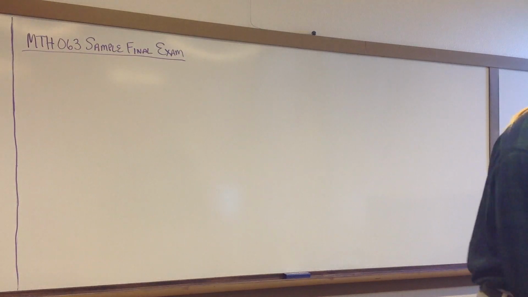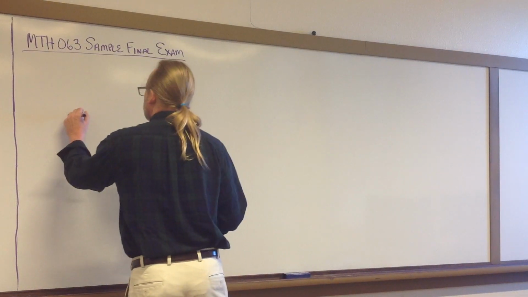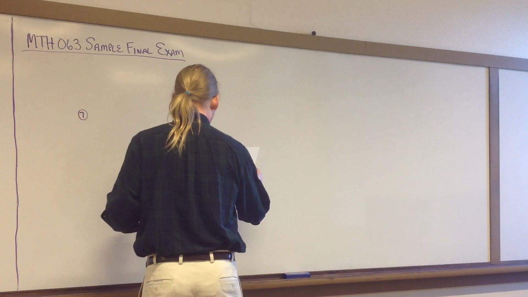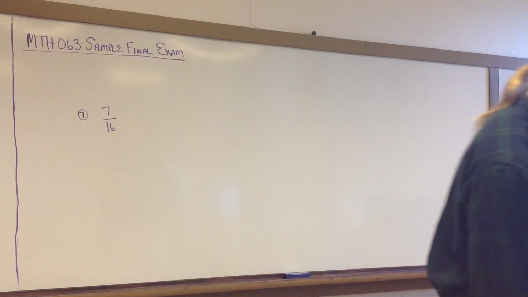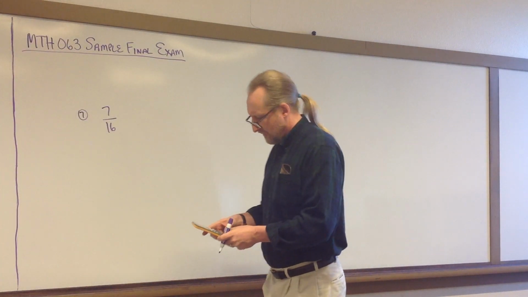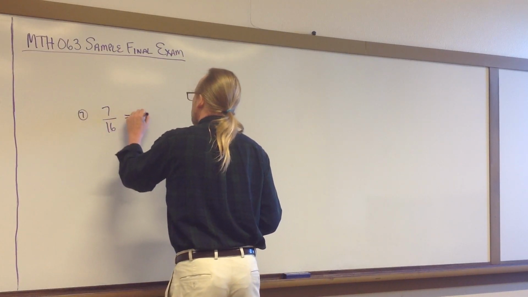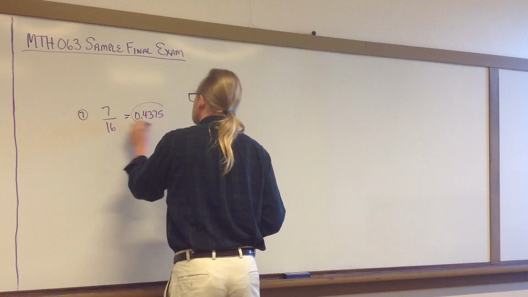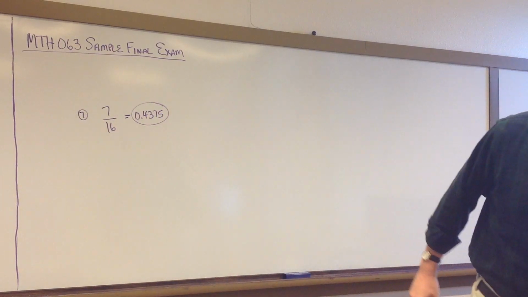Problem 7, convert the fractions to decimals and indicate a repeating decimal with a bar over the repeating portion. 7 over 16. So remember that fraction bar means divided by. So we want to do 7 divided by 16, and that is 0.4375. So don't round these off unless the problem asks you to round them off.